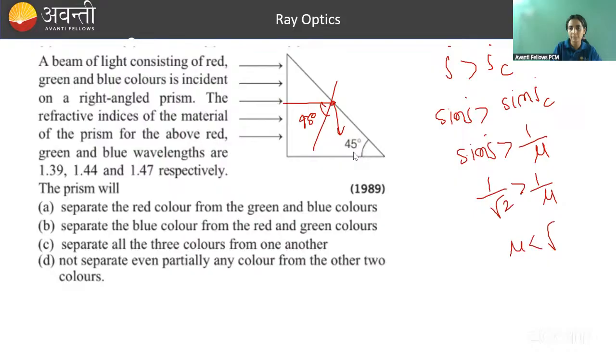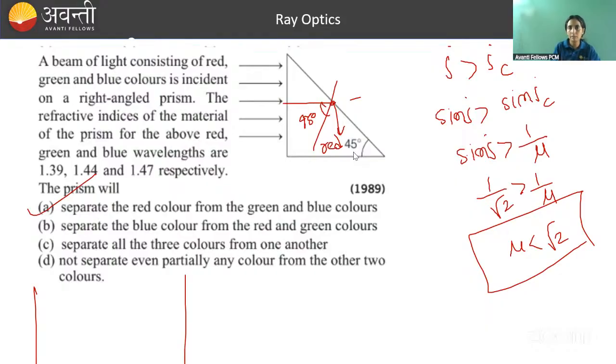That is, mu is less than root 2. So for whatever value of mu less than root 2, we will get total internal reflection. Here the red color will get internally reflected, and blue and green color will go out. So we are able to separate red from blue and green. That will be the answer, so the correct answer is A. Koch's formula was not in application here. I felt like it was there, but it's not. In the questions ahead you may get it. So mu is a function of wavelength. You should remember this thing.